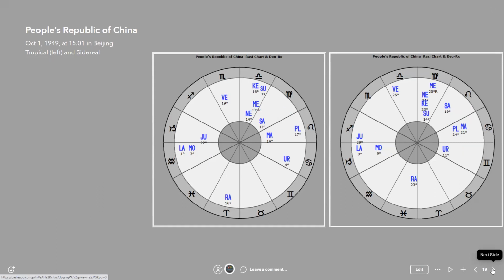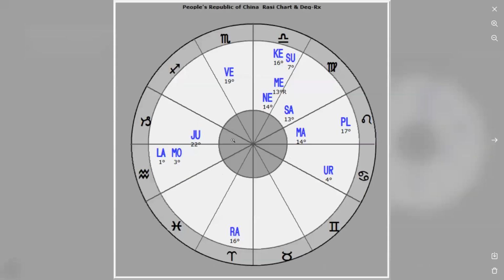And I do believe that the China chart shows that China is likely to, I'm saying China is likely to implode in the coming years, but I don't know really what that means. But I do think that they're going to go through such change, and you'll see this in the chart. And this is based on October 1st, 1949 at 3:01 p.m. in Beijing. This is the tropical.